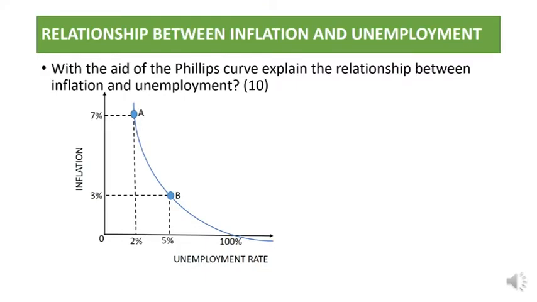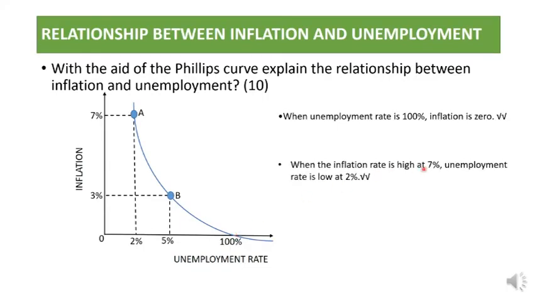10 marks. The first point that you should mention after drawing the Phillips curve is when unemployment rate is 100%, inflation is 0. You get yourself 2 marks. This is where unemployment rate is 100%, and we see that the inflation is 0. So what it means is that when there's no one working, then there's no inflation at all.